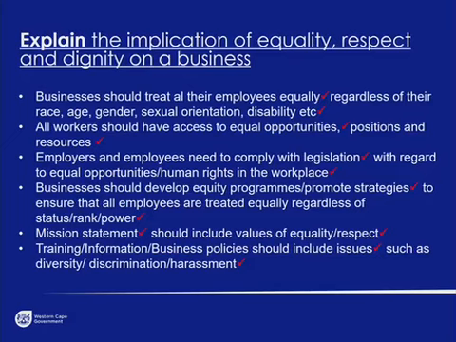So if we look at the first bullet point here, it says businesses should treat all their employees equally. So you get your first mark for saying we must treat everybody equally. The second mark for clarifying it by saying regardless of their race, age, gender, sexual orientation, disability, etc. So it's the first mark for saying treat everybody equally, and the second mark for saying regardless of what the difference is. And it could be age, gender, sexual orientation, disability, and so on.